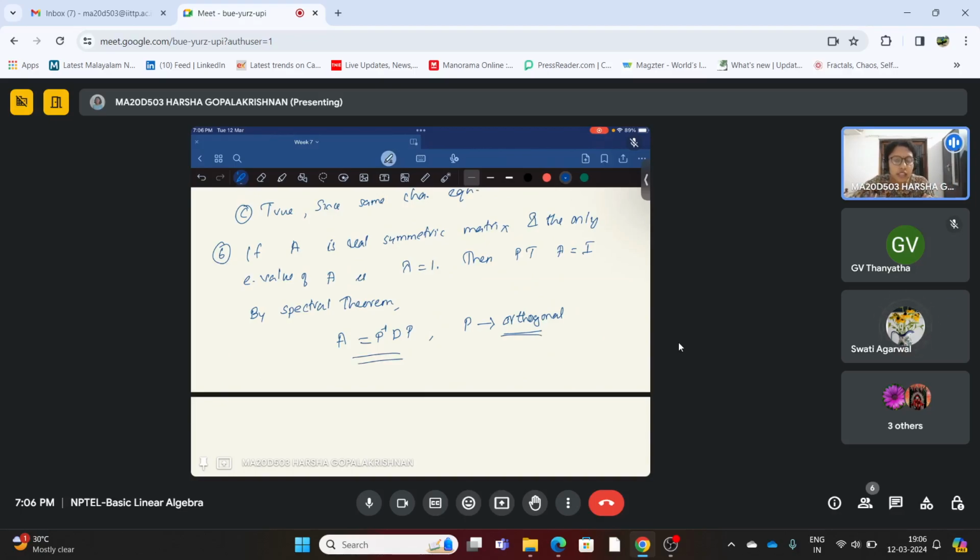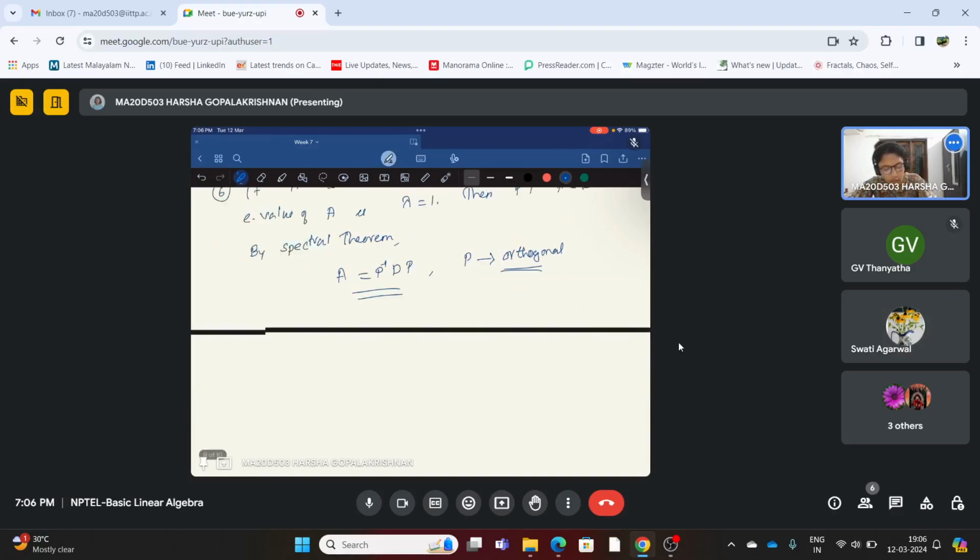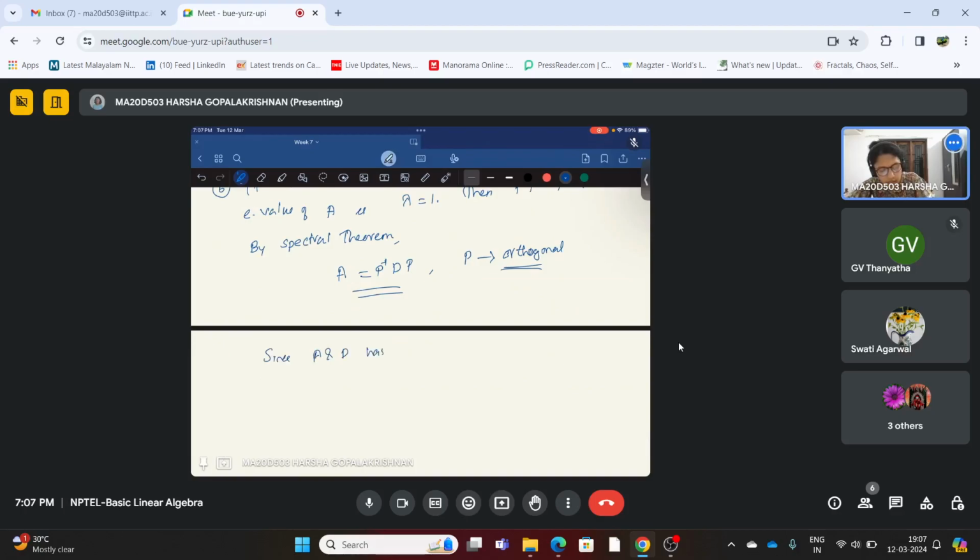And what we are using is for similar matrices, which we have already proved in the last question, that similar matrices have the same eigenvalues. Since A and D have the same eigenvalues, and the eigenvalues of D are 1, that implies D is the identity. So A is P inverse I P, which equals the identity. It's proved. Okay, so this is very simple.